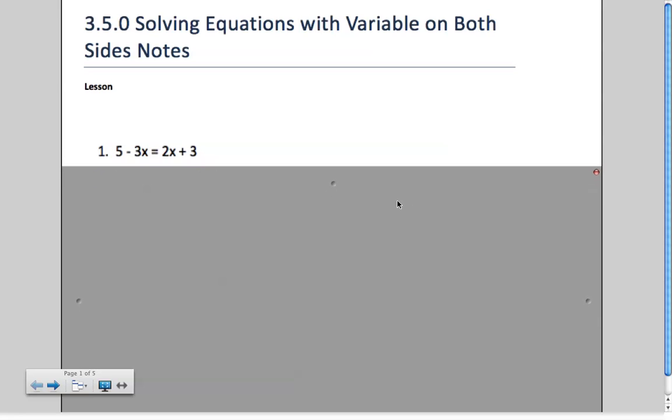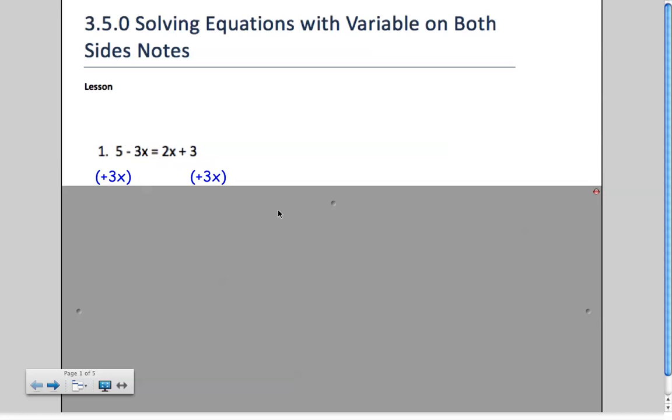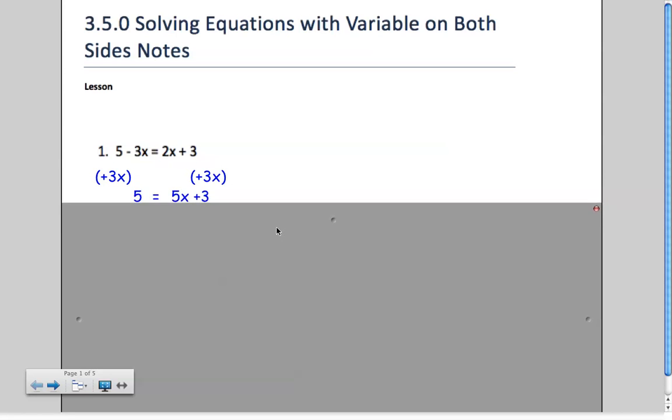Okay, number one, we want to collect the x terms on one side. So we've got two options. We can either add 3x to both sides, or we can subtract 2x from both sides. Both of those will work. I've chosen to add 3x so that I end up with a positive term in x. So that's adding 3x to both sides.